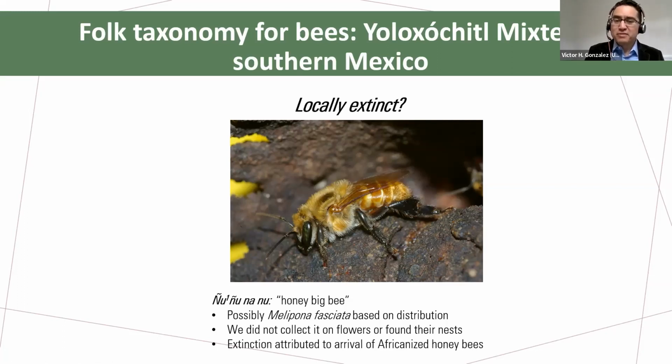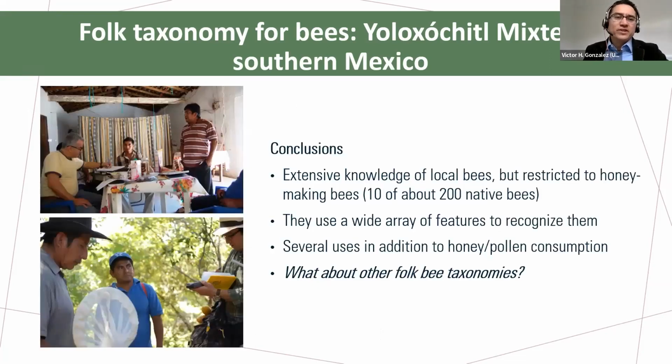They also attributed the disappearance of this bee to when the Africanized honeybees arrived there in the 80s. So what we see here is that, at least in this group of people, they have a very extensive knowledge about those 90 species out of the 200, so a very reduced group of bees for the entire diversity of bees there. They use different kinds of features to recognize them. They have at least 9 uses that include consumption of honey, larvae, and religious aspects.